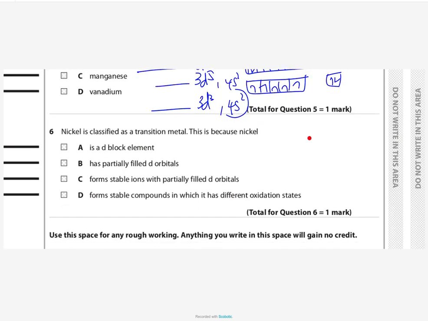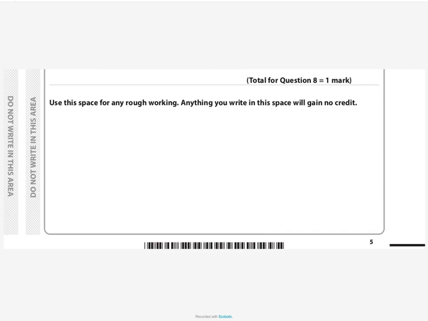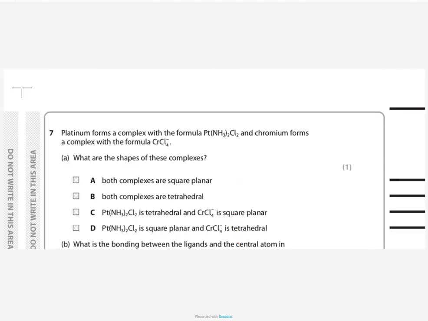Nickel is classified as a transition metal. This is because nickel is a d block element. Nay, never. Not all d block elements are transition elements. What's the definition of a transition element? That should be an element which forms at least 1 stable ion with a partially filled d orbital. That is the definition of a transition element. So all transition elements are d block elements, but not all d block elements are transition. In the first series, scandium and zinc are not transition, they are only d block elements. Clear?